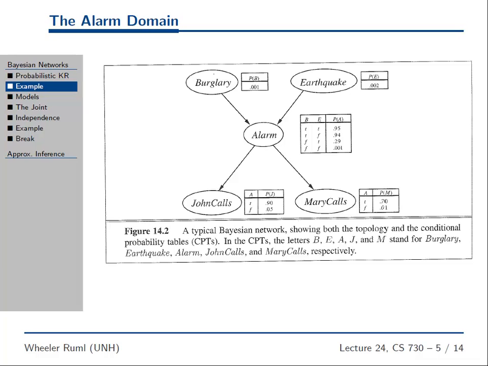But anyway, there are these variables, and they represent propositions, something that could be true or false in the world, like my alarm is going off. But we have only probabilistic knowledge about these things. Now, the variables are related to each other, and that's where the arrows come in.